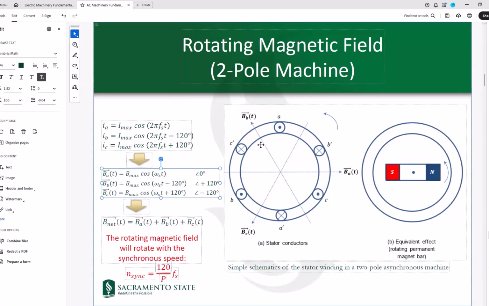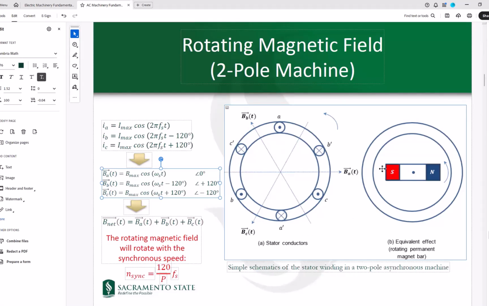So the net flux density of this setup would be when we add these three vectors together, right? B net associated with the stator would be when you add up these three vectors together. So when you do so and watch how your flux density is varying over time from the perspective of an external viewer, somebody who is watching this setup from outside, he wants to see how this flux density is changing over time, or the magnetomotive force is changing over time.